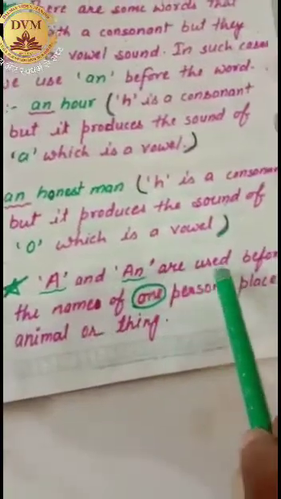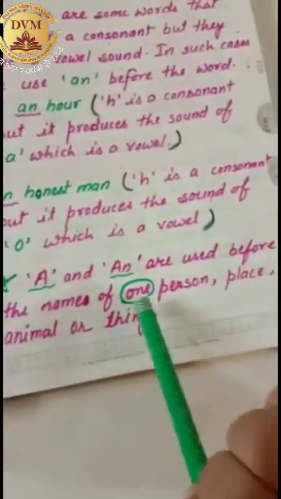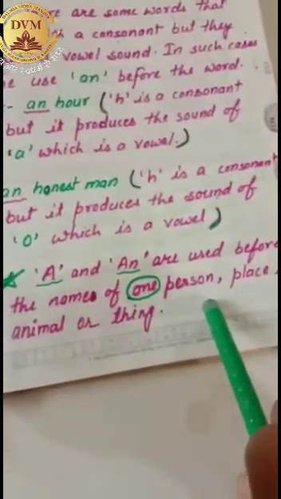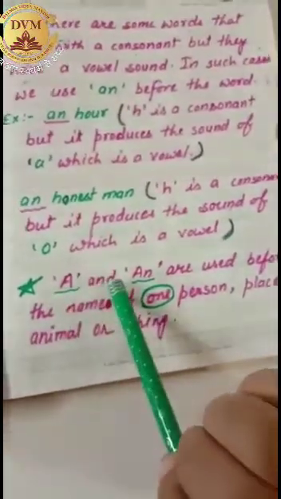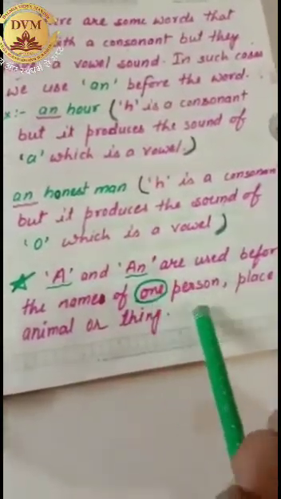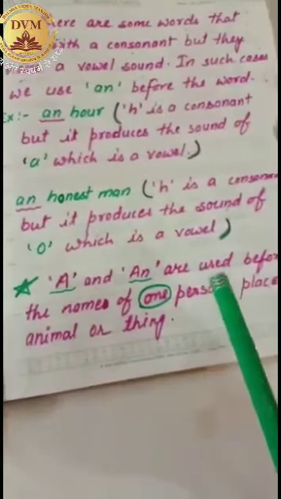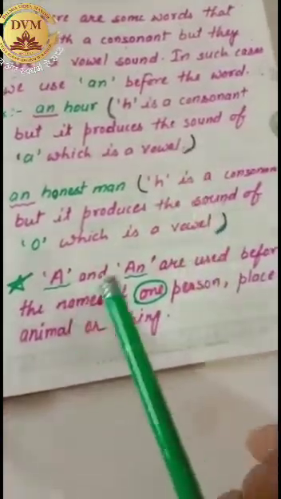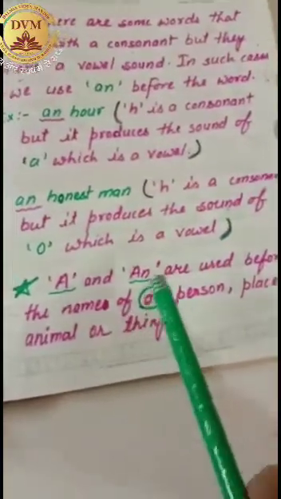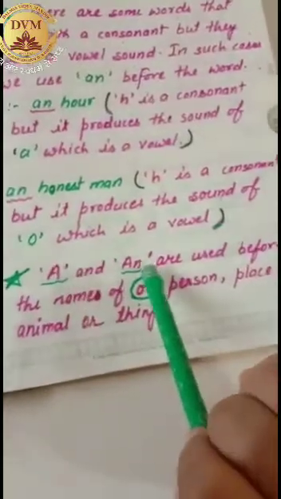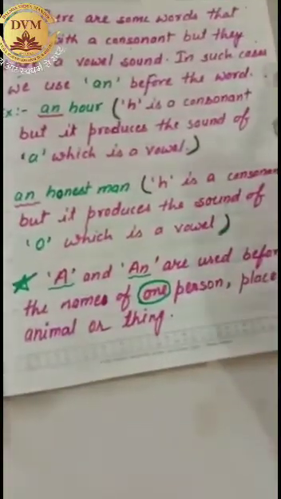A and an are used before the name of one person, place, animal or thing. This is a very important thing. We are using a and an but you have to remember always that a and an are used always with a singular noun, which is the name of one person, one place, one animal, one thing. Only before that we put a and an, not before the plural noun. Okay, clear? Turn the page.